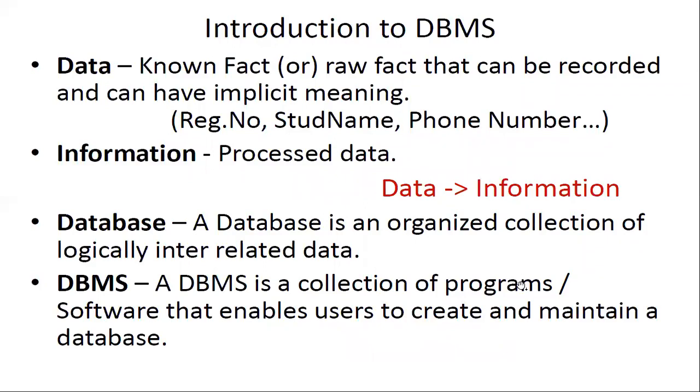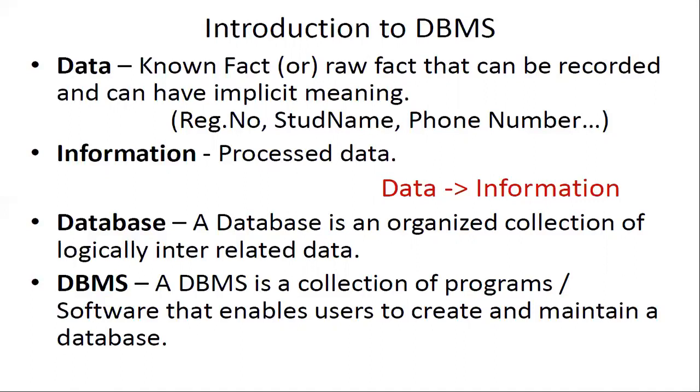Then we'll see some of the fundamentals about database management systems. We are going to talk about the more important terms later, in the upcoming slides. But for now, let's understand what exactly data is, what information is, what a database is, and what a database management system is. In this slide you can see that data, generally, we call a known fact, or a raw fact that can be recorded and has implicit meaning. For example, if you have your registration number, your name, and your phone number, or maybe your email ID, your address, or your date of birth, each is only a raw fact. That we call data.